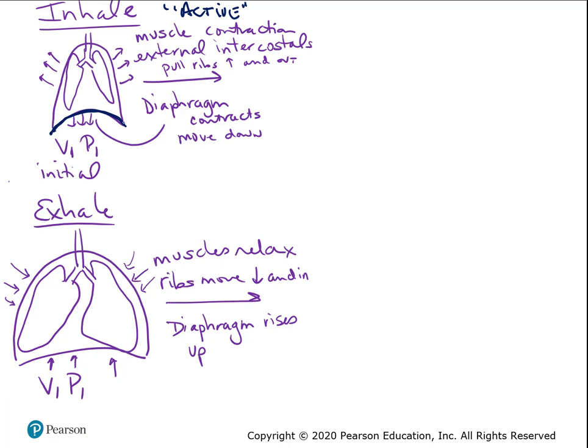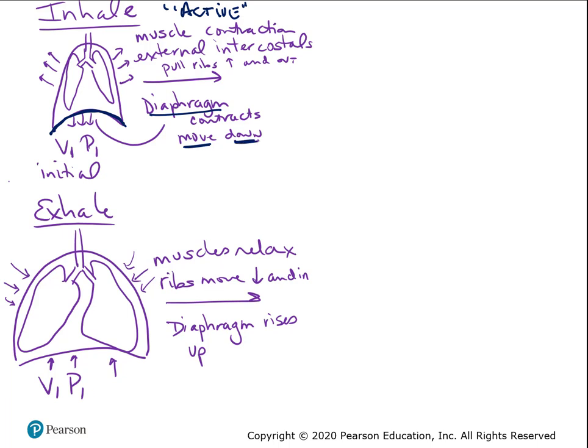So when this muscle contracts, when muscles contract, they get shorter. So if this muscle is kind of like a dome, like this, when it contracts, it gets shorter, which means it's going to go down. So shortening is going to make it actually decrease or lower in terms of its position. So when the diaphragm contracts, it's going to move down.